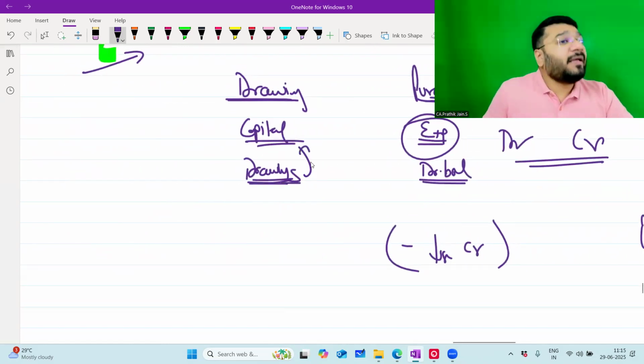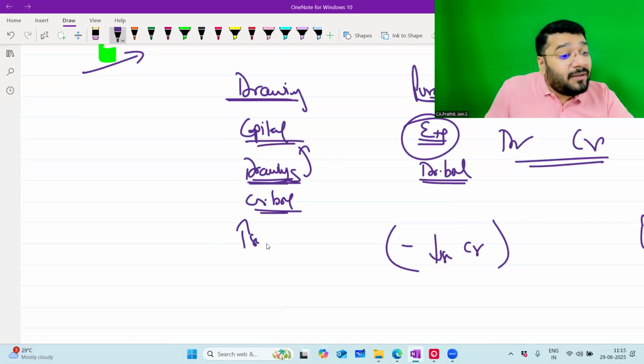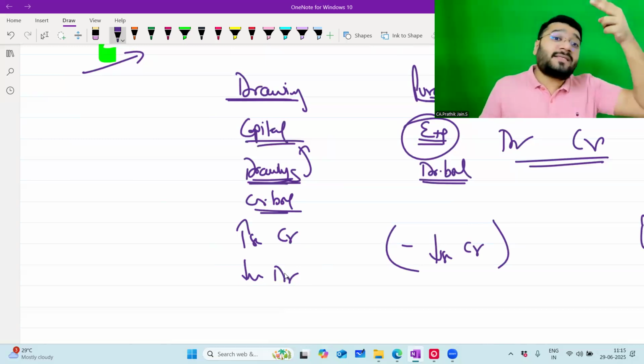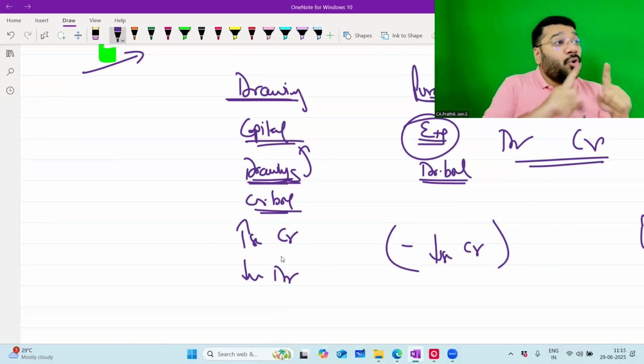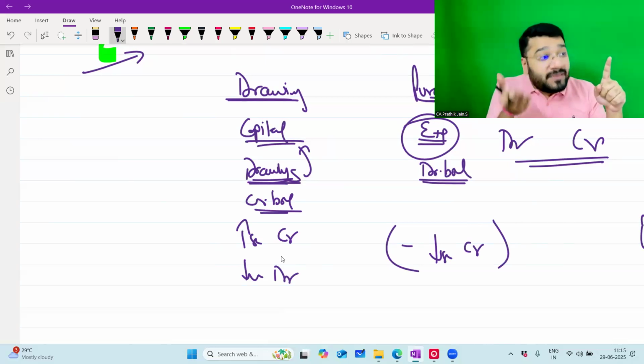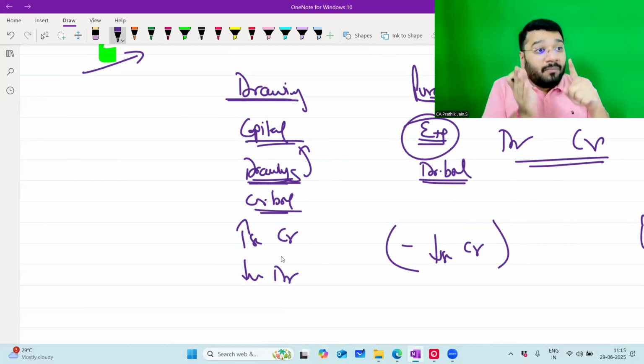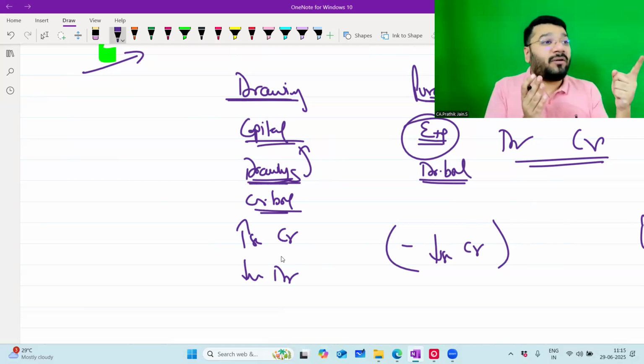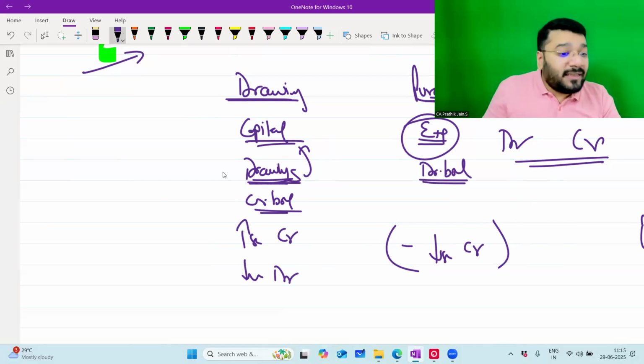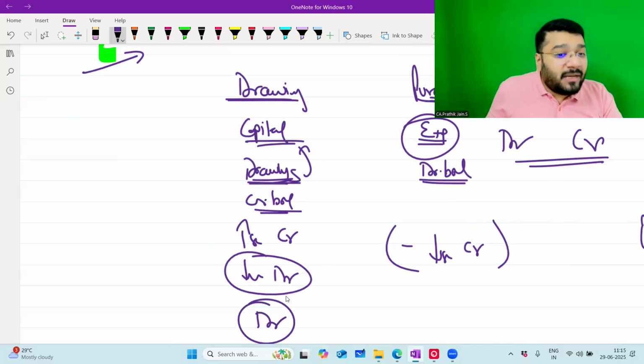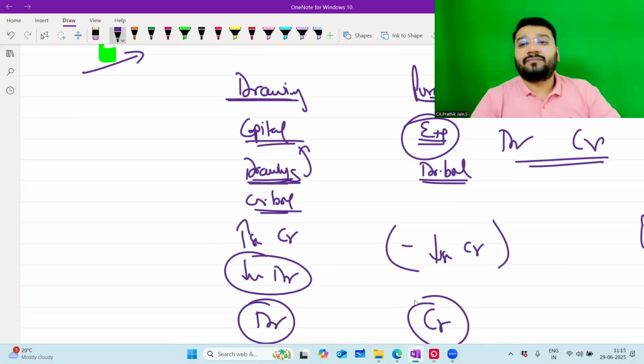Drawings belongs to which family? Capital family. Capital is what balance? Debit balance or credit balance? Credit balance. To increase capital? Credit. To decrease capital? Debit. Owner gave capital to the business, so the business's capital increased. Business gave that back to the owner, so capital decreases. So drawings is nothing but a decrease in capital. To decrease capital, what am I supposed to do? Debit. So drawings is debit. Now clear? You will understand this even better when I do journal.